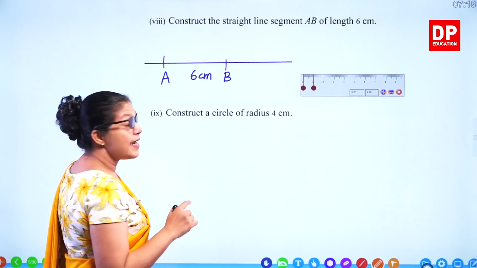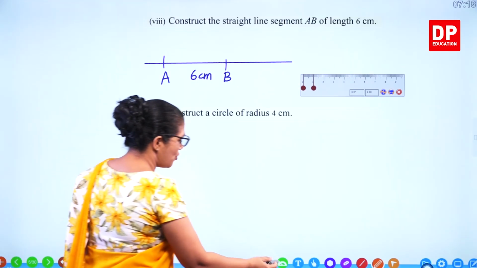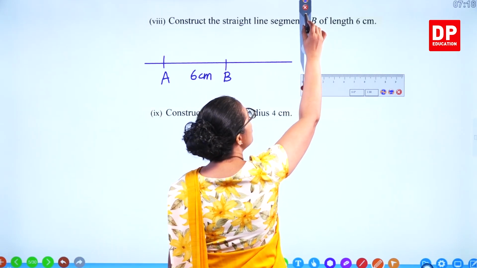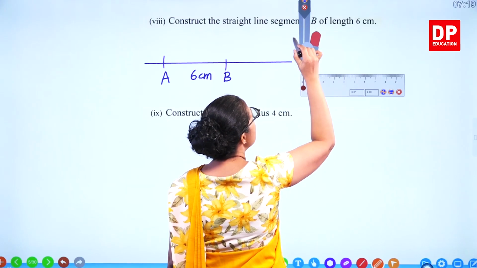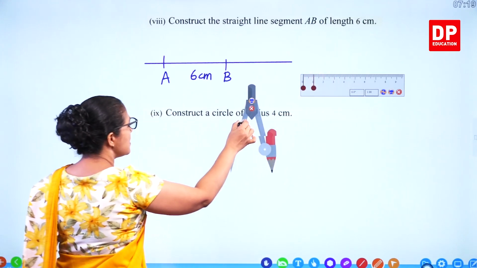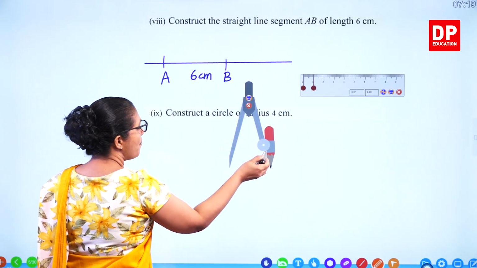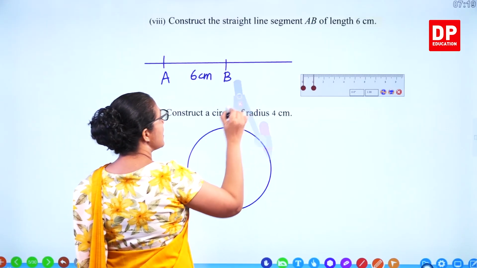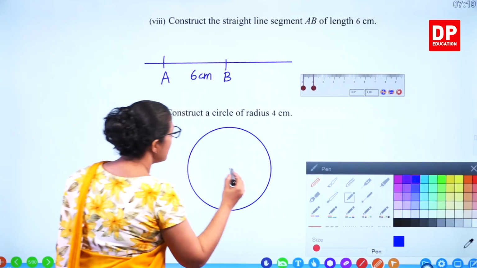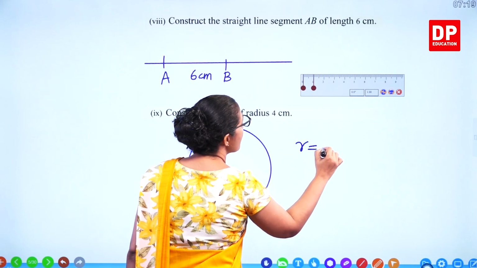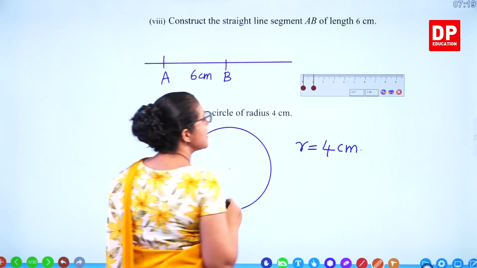Construct a circle of radius 4 centimeters. So you need to take the compass, measure 4 centimeter length. That's the radius. 4 centimeter length, and you can draw the circle. So keep the compass and you can draw the circle with 4 centimeter radius. So this is the center. So you can say R. R is the radius, 4 centimeters.